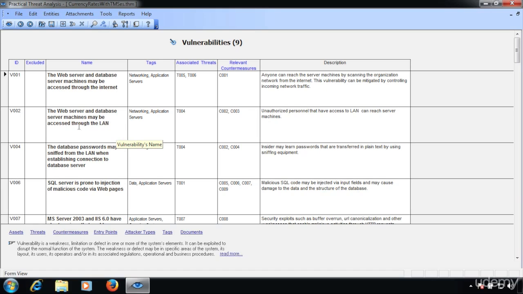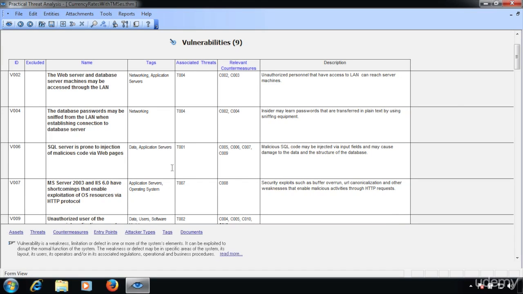Now, web server also, a database or machine accessed via a LAN internal network. We have also countermeasures here, and the small description is always helpful for you to remember what it is, and for whoever is reading this document to know really, what are we talking about here? What are we protecting? Vulnerability 4 and database passwords might be sniffed, so mitigation here is to use encrypted networking, encrypted databases, and so on. So an insider might learn passwords that are transferred in plain text.